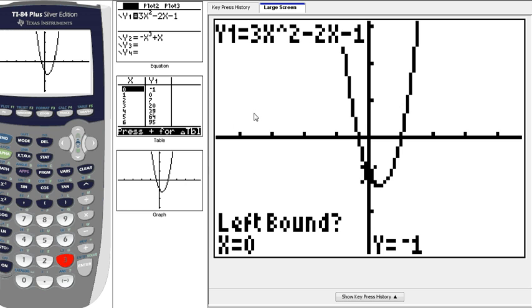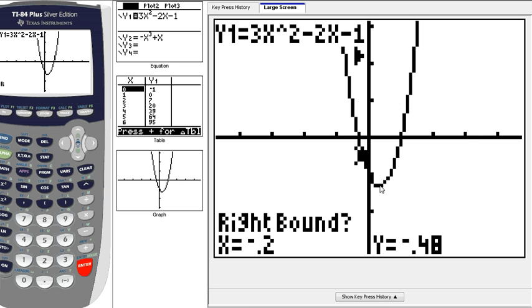So go ahead and press 3. Notice that this says left bound. Left bound means put this blinking cursor to the left of the minimum. So maybe I'll tab over a little bit, and that most definitely is to the left of this minimum point, and then press enter. Then it wants a right bound point. Tab over so that our blinking cursor is to the right of the minimum. It doesn't matter how close you have it or how far, as long as it's to the right, it's fine. Once you have that, press enter.